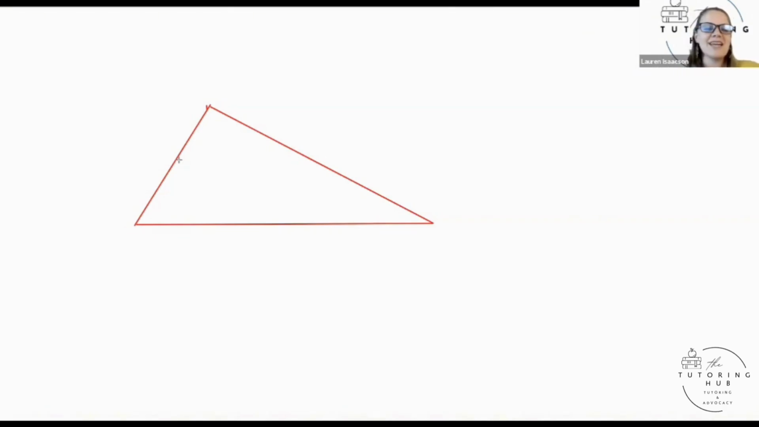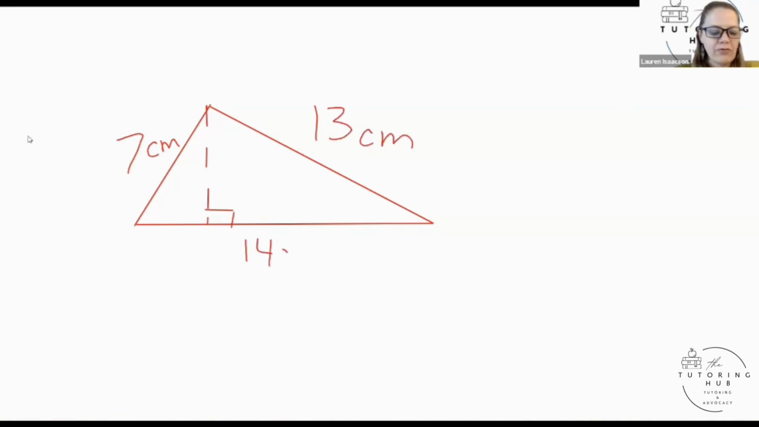So here you see that I have a triangle, and I am just going to roughly sketch this out, and we're going to see that this forms a right angle here, but it is not a right triangle. I'm just going to label this, let's say this side is 7 centimeters. Let's do this side, it's 13 centimeters, 14 centimeters, and we'll do 5 centimeters there.